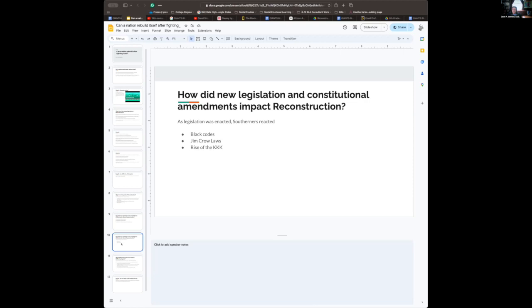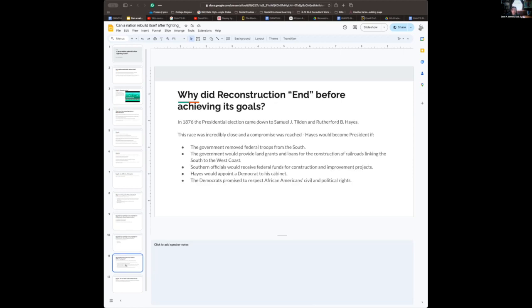We also get into new legislation that's passed, and how some of those constitutional amendments impacted Reconstruction. So we end up with the Black Codes, we end up with Jim Crow laws, the KKK arises, all in this era. So not all hugs and puppy dogs here.